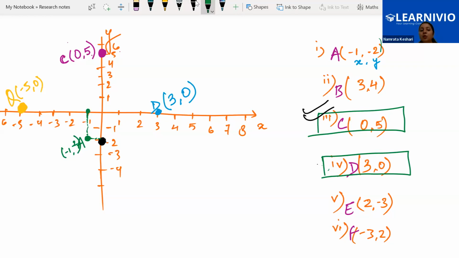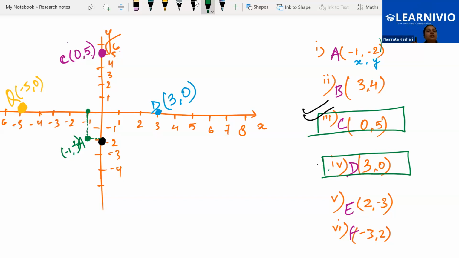How have we located this point A? We have just taken -1. On the x-axis, we started searching for -1. We searched it, and there we placed our pen. Then from there, the main question is, are we going to go up or down? Y-axis means the vertical line. So are we going to go up or down?